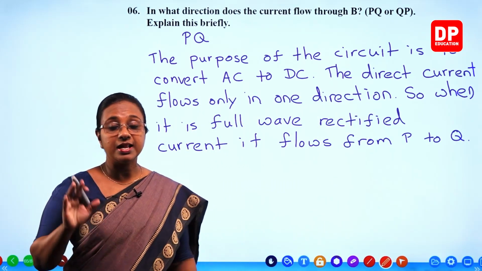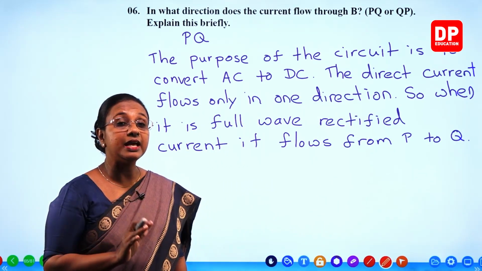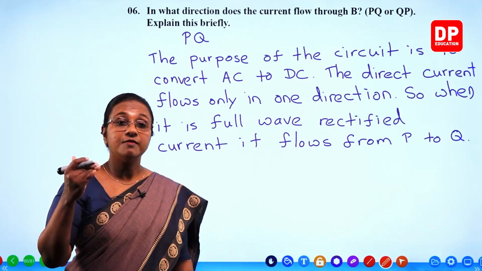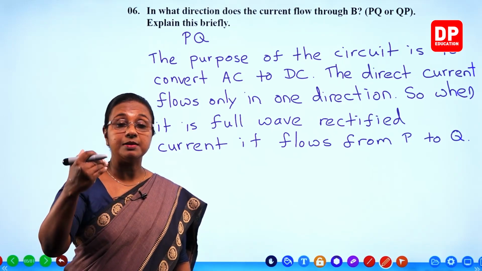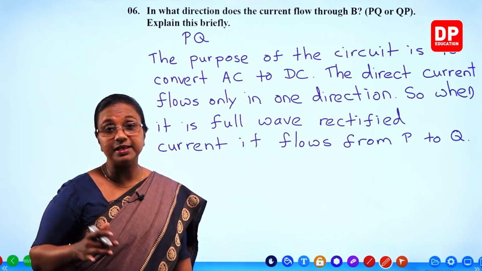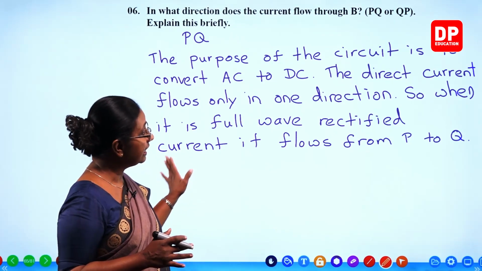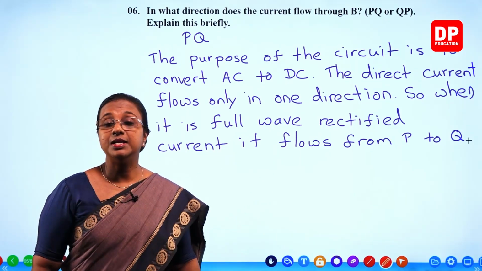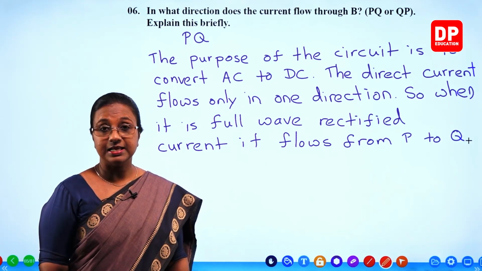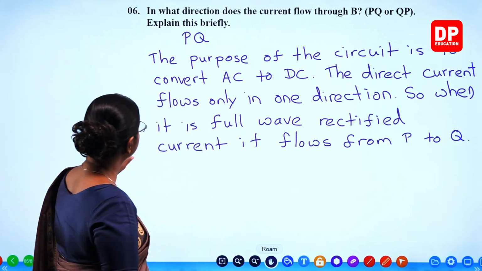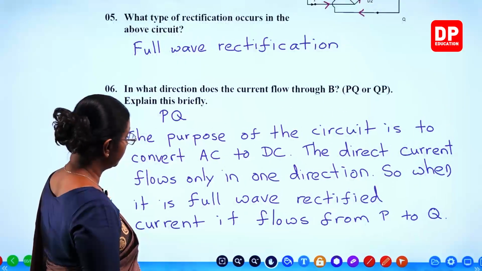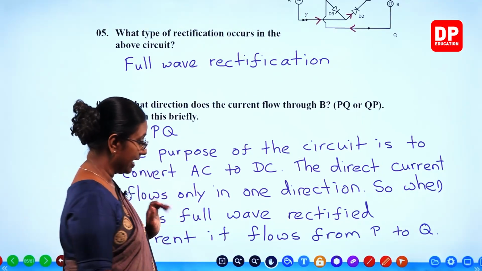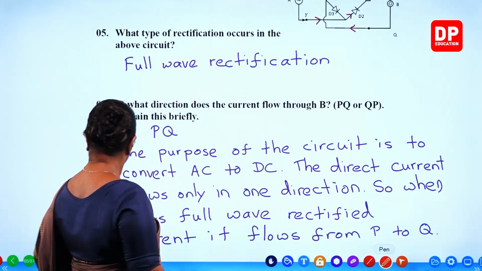You all know there is fluctuation, but the direction does not change. The current or the voltage fluctuates between 0 and a maximum value. You can remember the graph, but still it is in the same direction. So, the current flows from P to Q. Is that clear, students? Here we have answered the questions related to this particular circuit. I am sure you all can understand that. With that, I'll move on to the next slide.